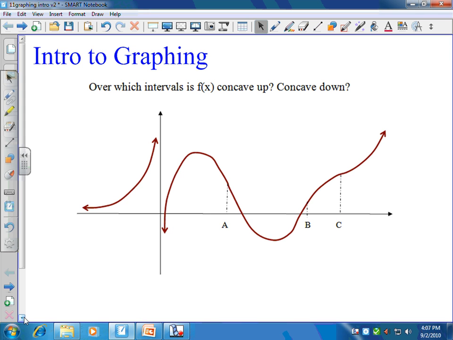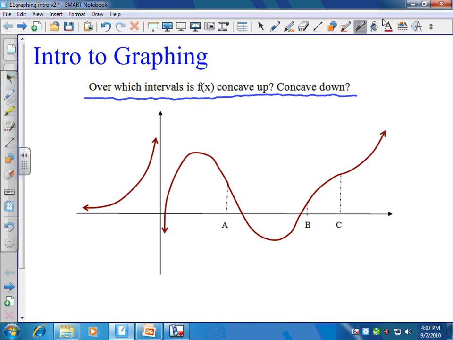So calculus will help us pinpoint some important characteristics of a function. For example, the maximums, the minimums, the inflection points, which we're going to learn about today. And then graphing the function will be easier. So let's first get some ideas about some terms that we're going to be using in this section. And then we will take a look at some examples. So for example, we're going to use the terminology concave up and concave down. So the question is, over which intervals is a given function concave up and over which intervals is it concave down?